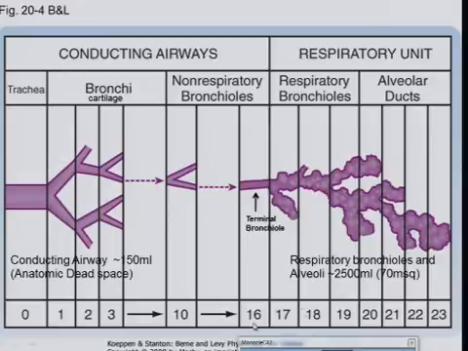Here, once again, you see as we branch down we go to about 23 branches. So we have a lot of bifurcations. But make sure you understand the difference between the respiratory airway and the conducting airways.